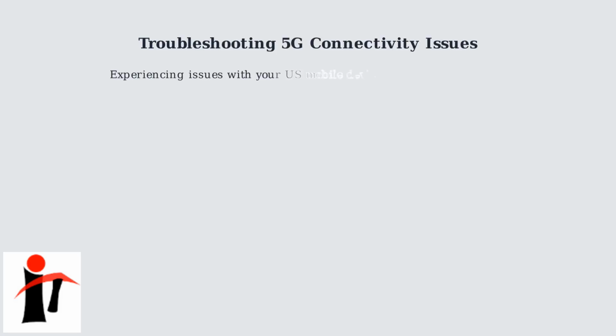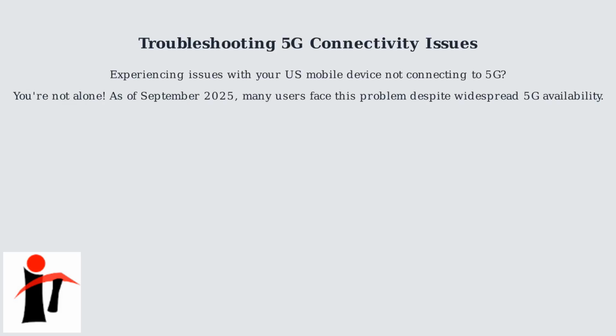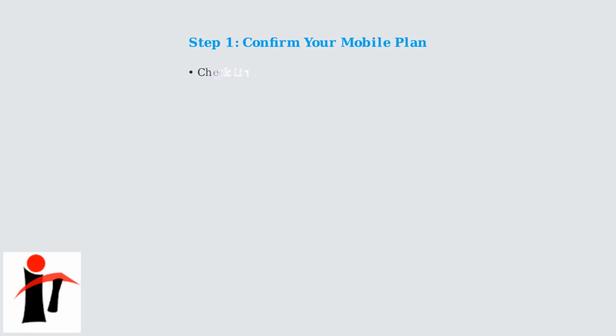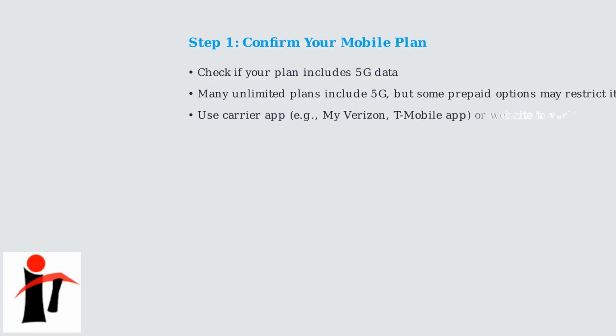Experiencing issues with your US mobile device not connecting to 5G? You're not alone. As of September 2025, many users face this problem despite widespread 5G availability. First, confirm your mobile plan includes 5G data. Many unlimited plans include 5G, but some prepaid options may restrict it. Use your carrier's app or website to verify and enable 5G if needed.